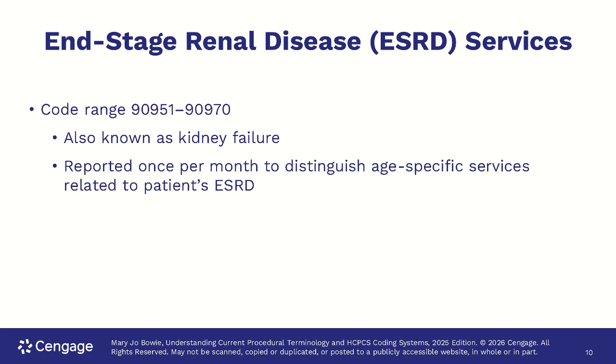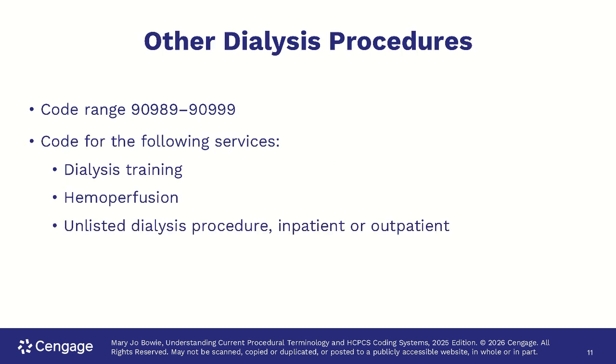All right, ESRD, end stage renal disease. So these codes are reported for a patient who has kidney failure. These codes are reported once a month. For services that are less than a full month, those are billed by day. These codes over here for ESRD are differentiated by age and place of service. Place of service being outpatient, inpatient, or something that is very common today, which is home dialysis.